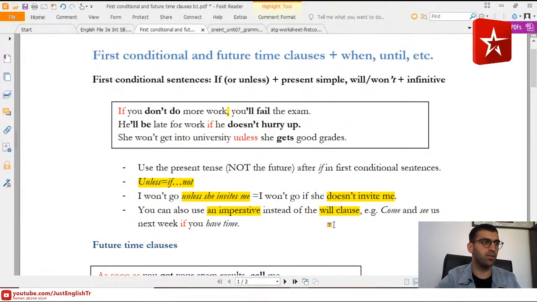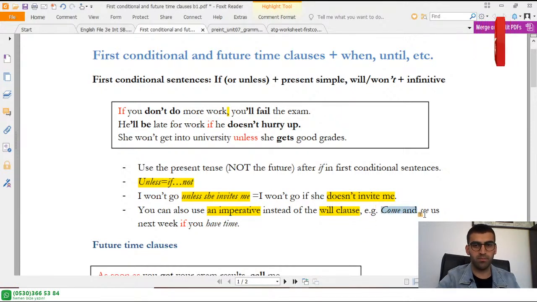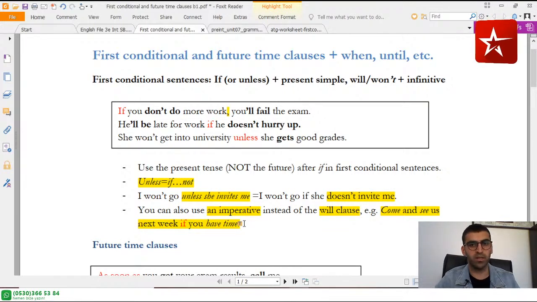Come and see us next week if you have time. Like, if you have time, come and see us.